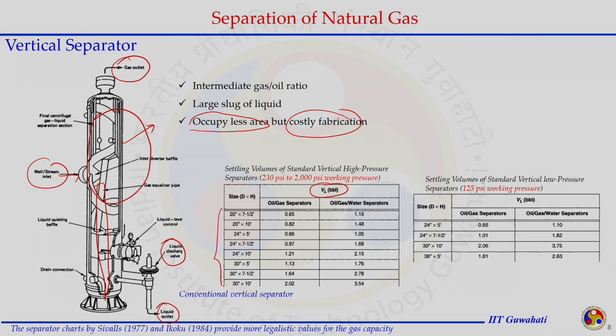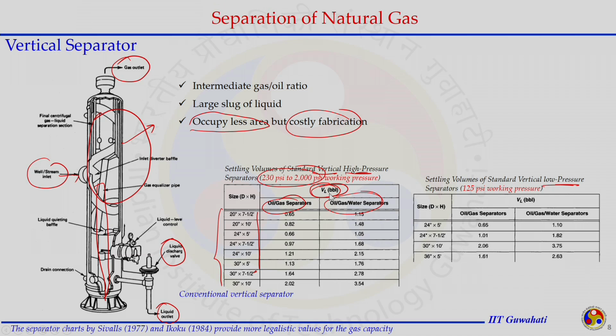I have just shown some of the size specifications of the already available standard vertical separators. Those are classified into high pressure and low pressure regions. If you are having the high pressure region, you know how much liquid capacity you are going to deal with, you can choose the appropriate size of that separator for the 2 phase as well as for the 3 phase.